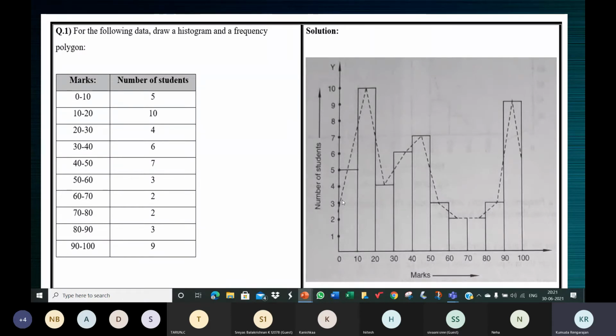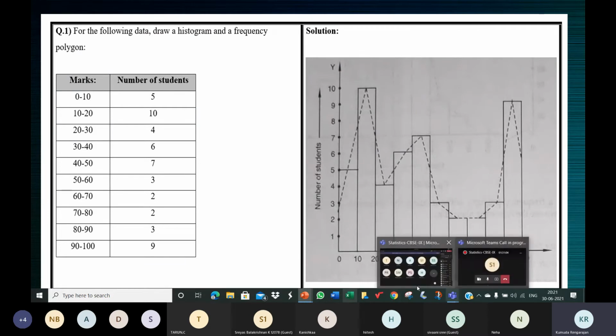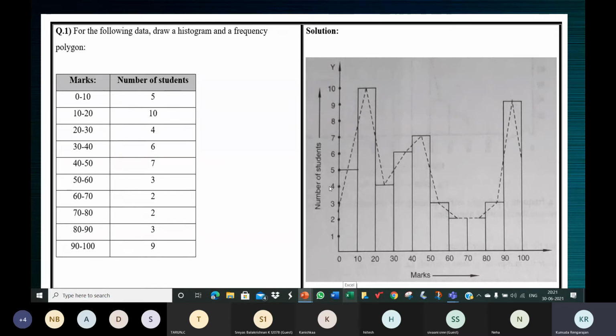To get the frequency polygon, all that you have to do is mark the midpoint of the top line segment of the rectangle. So see, this is the first rectangle. Mark the midpoint of this line segment, which is nothing but a class mark. 0 to 10. The mid value here is 5, right? So mark that 5 here. The class mark is 5.